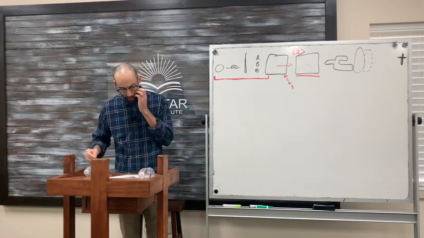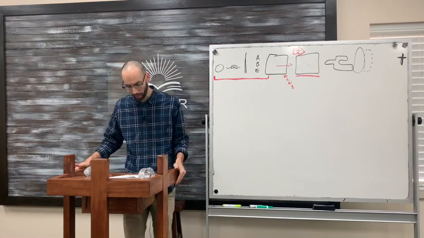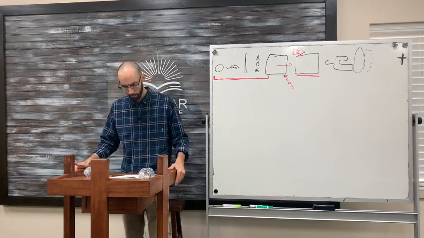Okay. Another theme is human wickedness. Theme number 3 in Judges. Judges is the worst, most awful book in the Bible.